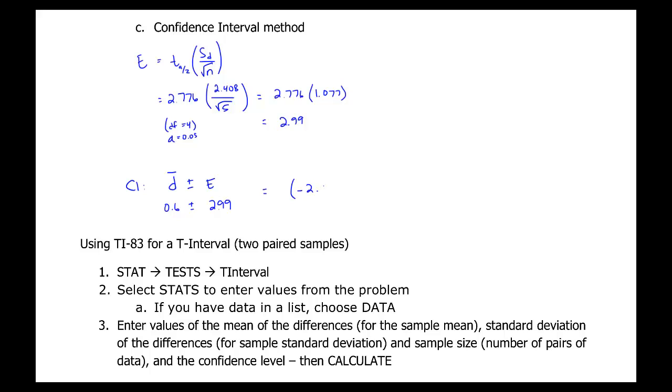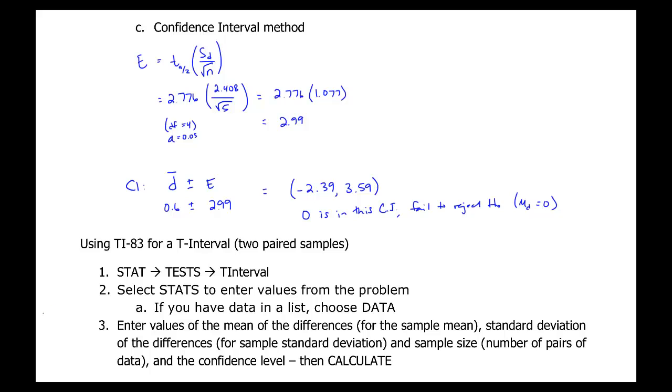And 0.6 minus 2.99 gives you negative 2.39. 0.6 plus 2.99 gives you 3.59. Remember, we're looking for whether or not the mean of the differences is 0. 0 is in this confidence interval. Which means we have to fail to reject the null hypothesis, which stated that the mean of the differences is 0. So it's possible for the mean of differences to be 0, since 0 is in this confidence interval.